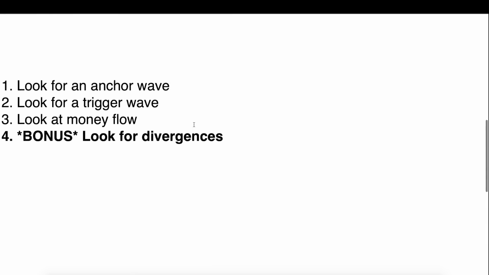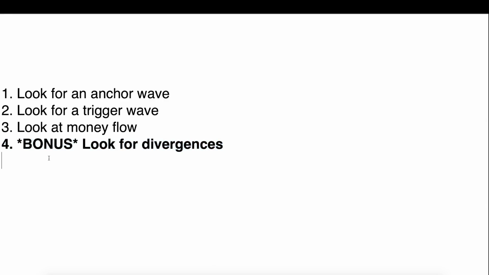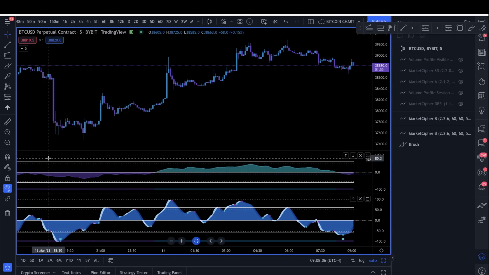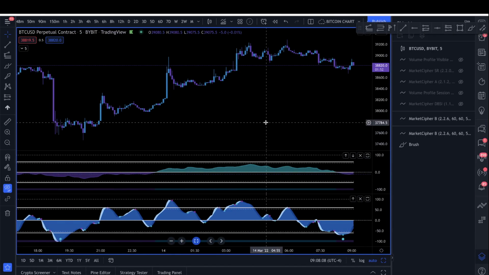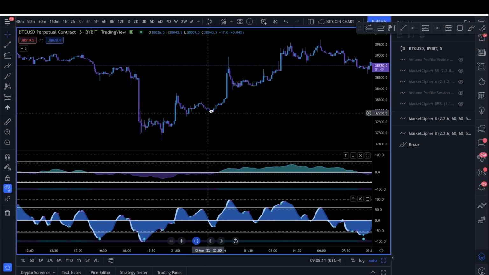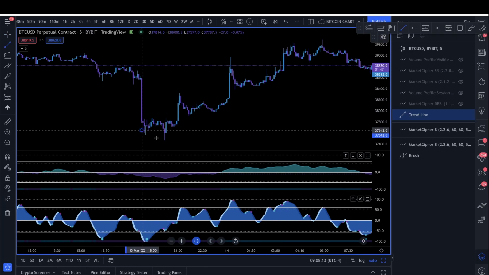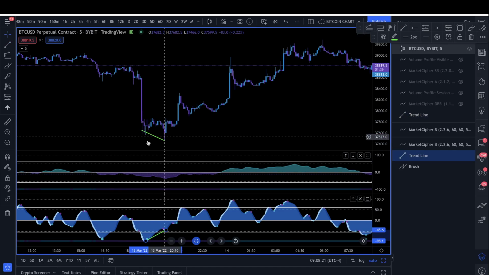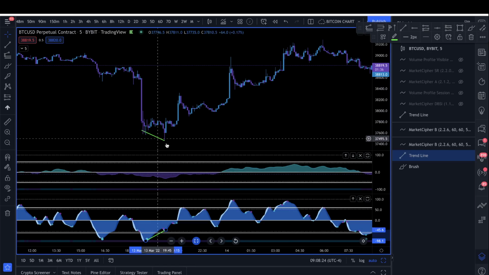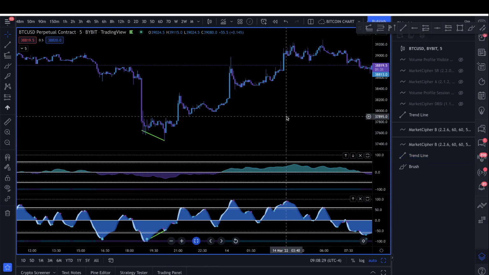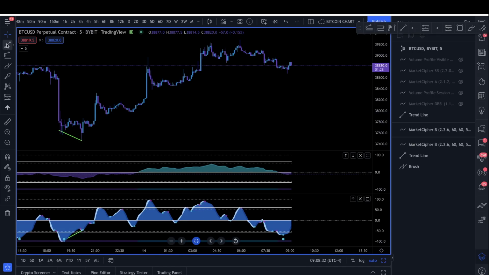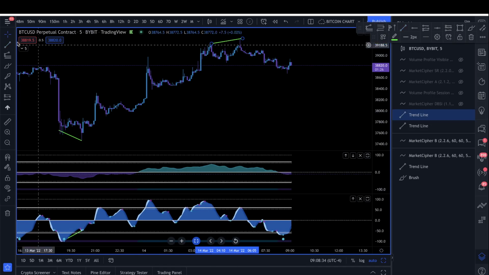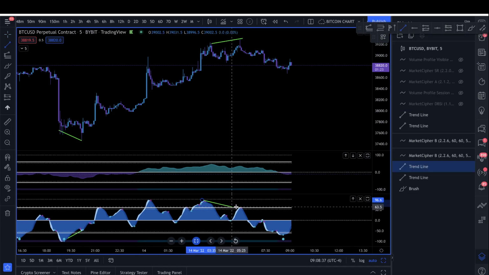And then we have a bonus here, which is looking for divergences. If you ever see a divergence when you're using this strategy, it's a very good trade setup and you don't have to wait for money flow. What is a divergence? A divergence is where price is doing the opposite of the momentum wave. So if price is making lower lows, but your anchor and trigger is making higher lows, this is a divergence and it's a very powerful move. And I would always, for divergences, shoot for a 3-to-1 risk reward ratio. Also, we can see up here that we have price making a higher high, but the momentum waves are making a lower high. This is a divergence also.